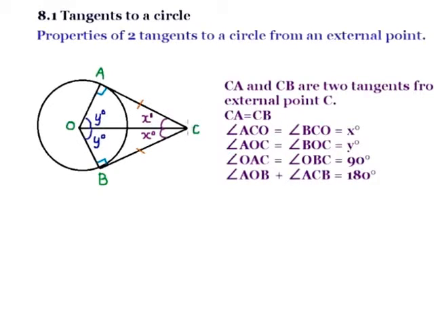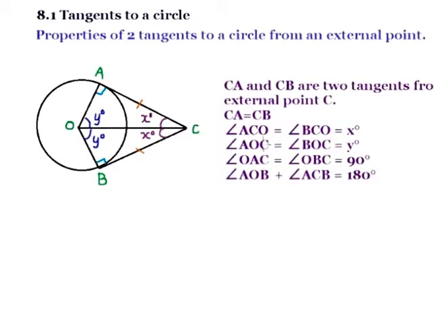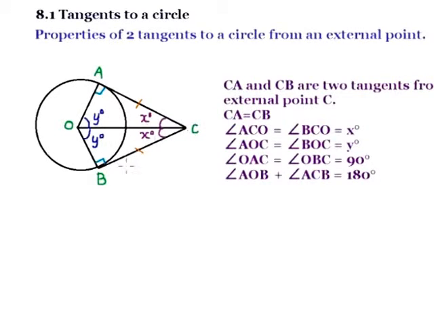And the angle ACO and the angle BCO are the same, and both of them are equal to the angle X. And the angles AOC and BOC are the same, and they are equal to Y. And the angle OAC is equal to OBC, which is 90 degrees. And lastly, the angle AOB plus ACB is equal to 180. And these are all the properties you should know about tangents before attempting a question.